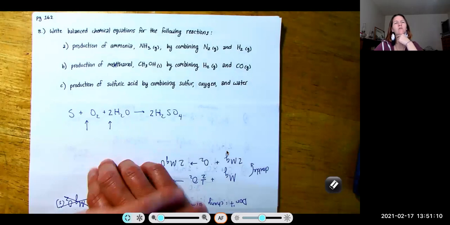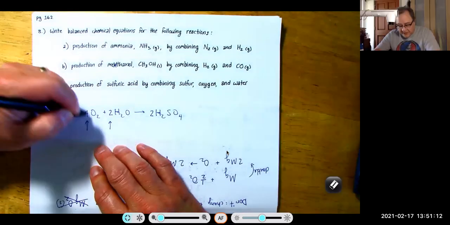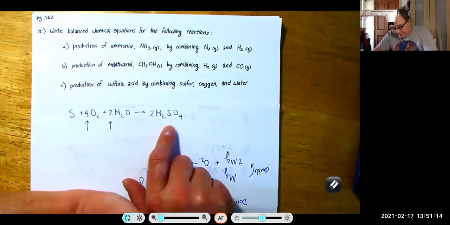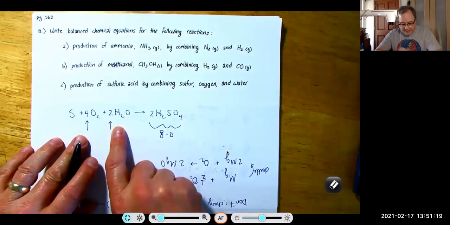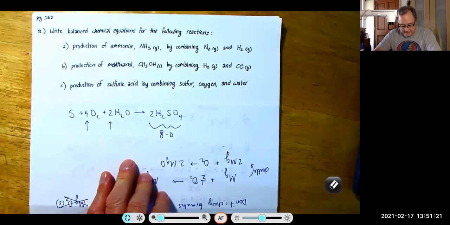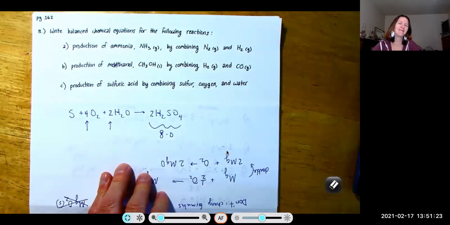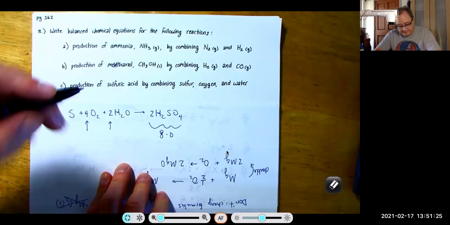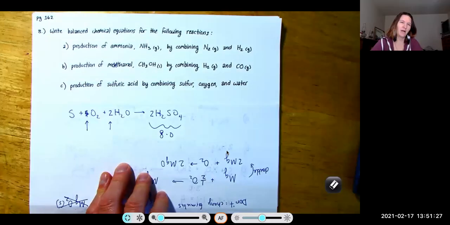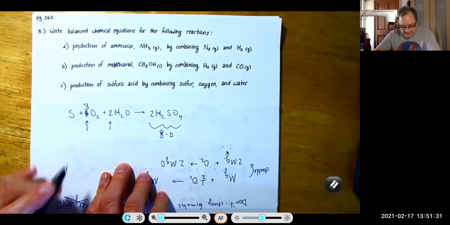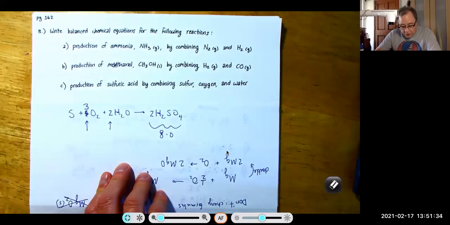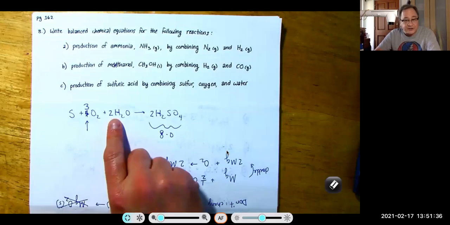4. Well, remember, there's 8 oxygens total over here, right? Right. I want 8 total over here. How many do I have now? Oh, 10. So that's no good. 4 is too many. 3. Let's try that. How many oxygens now? 8. So we're good on hydrogen and we're good on oxygens, aren't we?